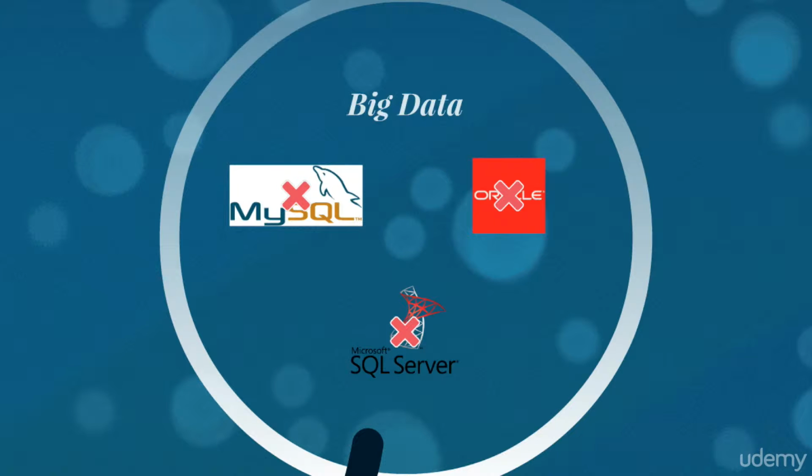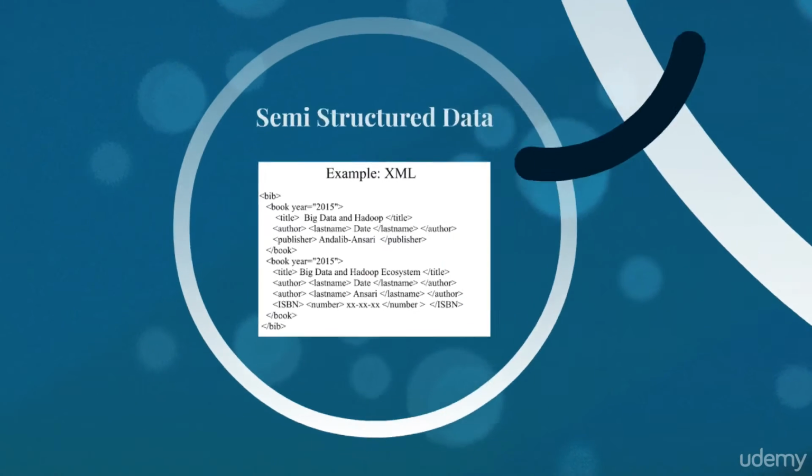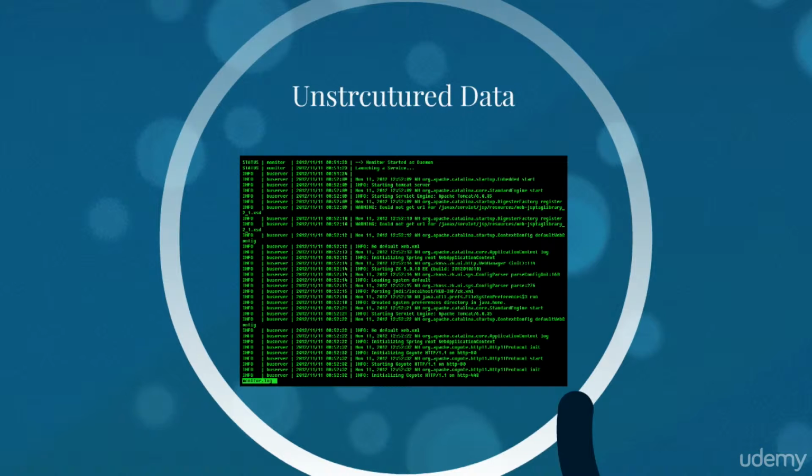Let's have a look at how structured, semi-structured and unstructured data look. Any data which you see in an Excel file or data stored in any database tables is structured data. For semi-structured data, an XML file would be a good example. Logs generated by servers are unstructured data.